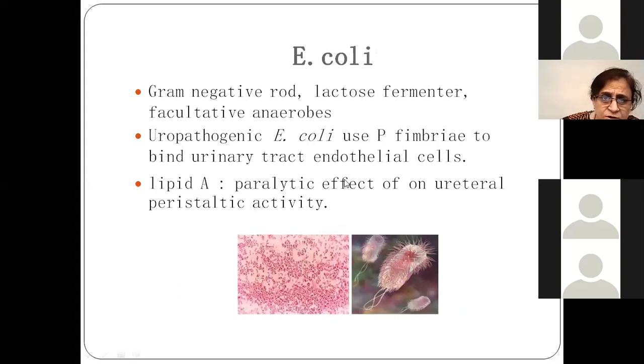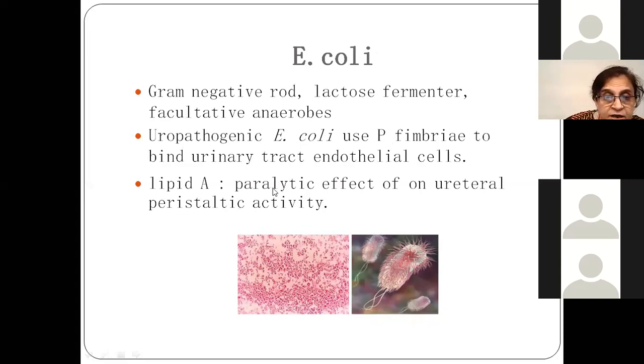So let's just quickly go through the few organisms which are the most common. E. coli is the most common cause of urinary tract infection, and this is because it has certain virulence factors. It has P fimbriae, and we just saw in the previous diagram that these fimbriae help in the attachment to the epithelial cells, and then it can also secrete lipid A.